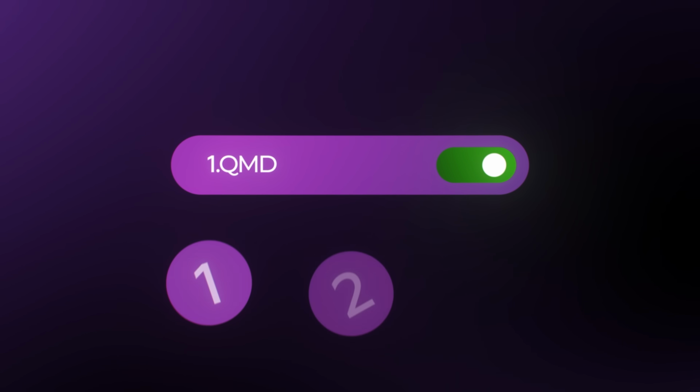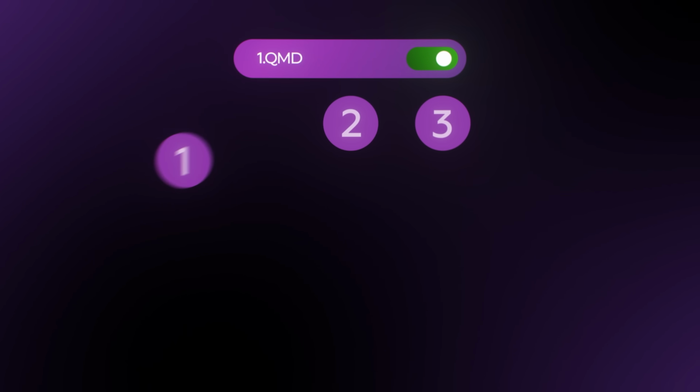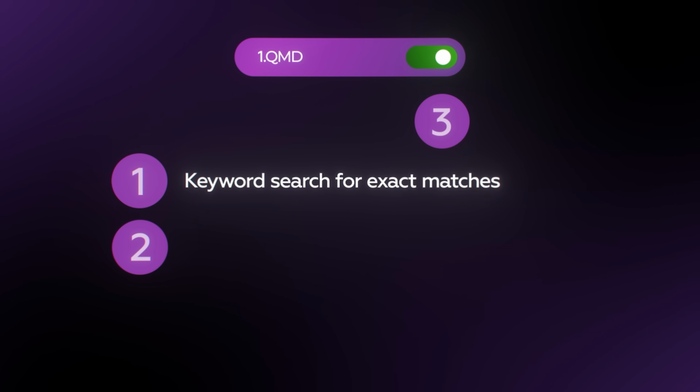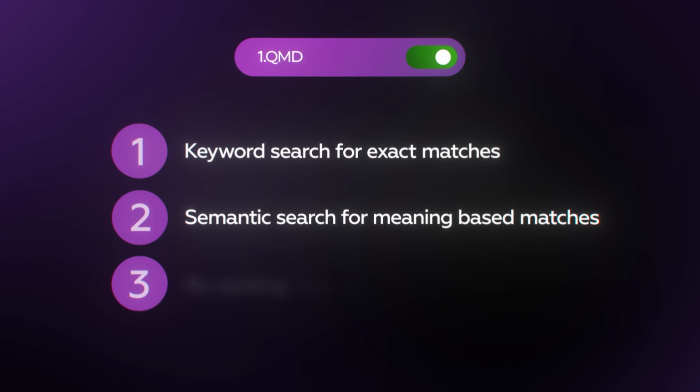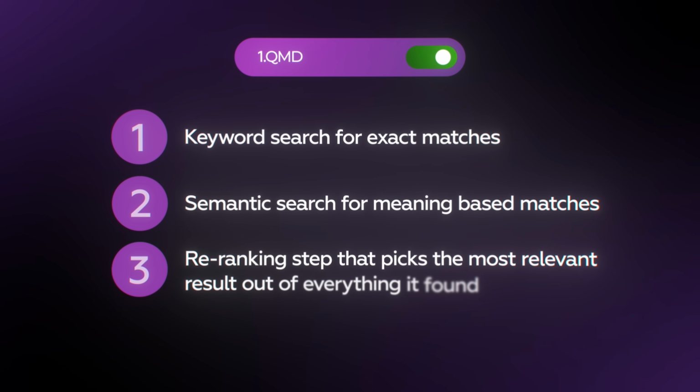The first time I saw this work, I realized I'd been using AI completely wrong up until that point, because I'd been treating it like a random chatbot when the real power comes from connecting it to everything I've already written down. The reason the skill works so well is that it uses 3 different search methods at the same time: keyword search for exact matches, semantic search for meaning-based matches, and a re-ranking step that picks the most relevant result out of everything it found.